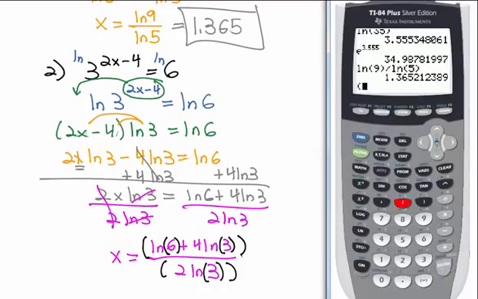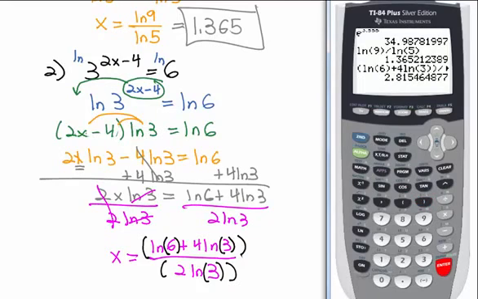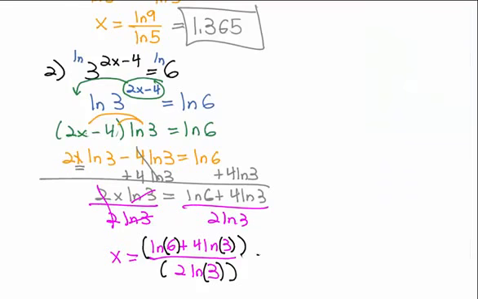So parentheses for the numerator, natural log of 6, close the parentheses, plus 4 natural log of 3, close the parentheses, and then close the parentheses again for the numerator. Divided by, open a parentheses for the denominator, 2 natural log of 3, close the parentheses on the natural log, close the parentheses on the denominator, and our x, our solution, is 2.815.